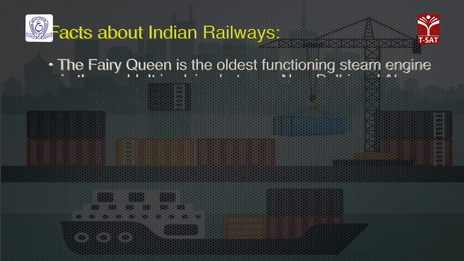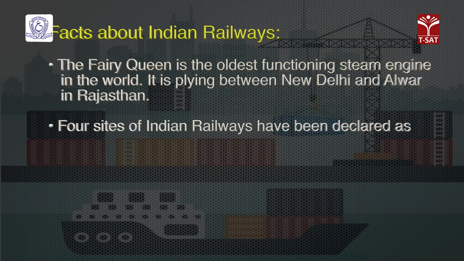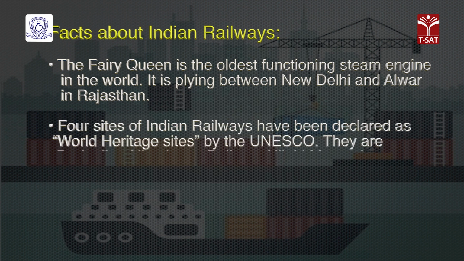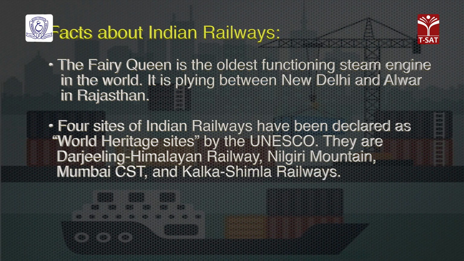Now let me take you to different facts about the Indian Railway. The Fairy Queen is the oldest functioning steam engine in the world. It is plying between New Delhi and Alwar in Rajasthan. 4 sites of Indian Railway have been declared World Heritage Sites by UNESCO. They are Darjeeling Himalayan Railway, Nilgiri Mountain, Mumbai CST and Kalka Shimla Railway. So you must remember these 4 important railway lines.